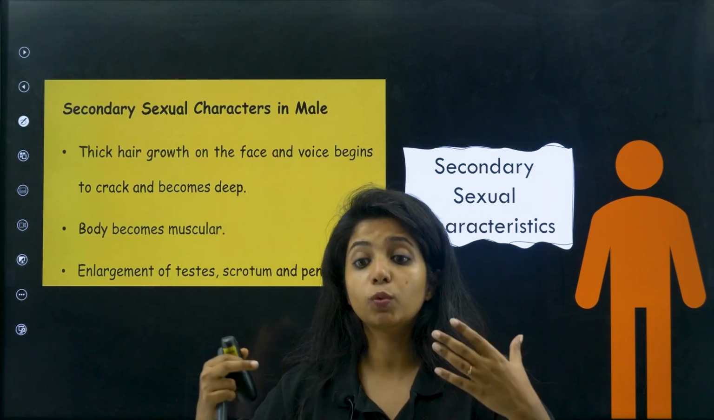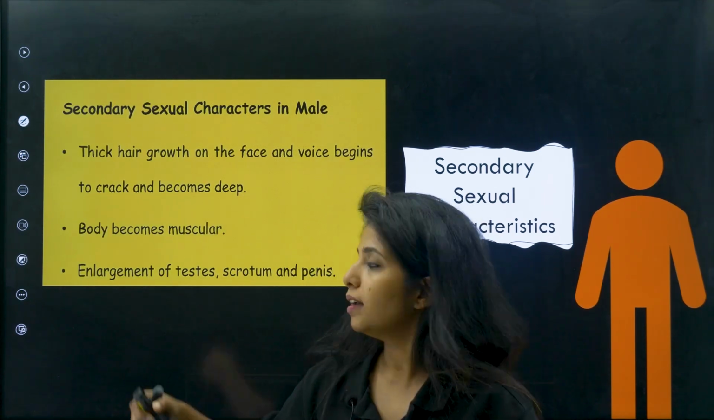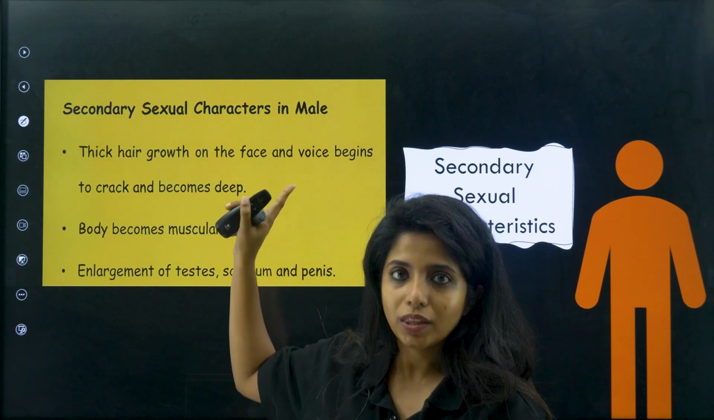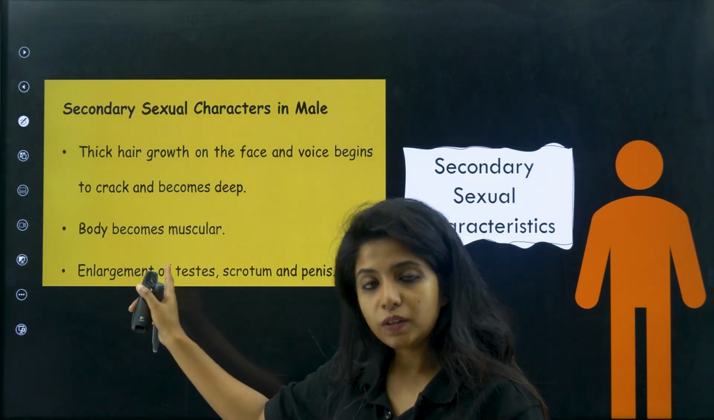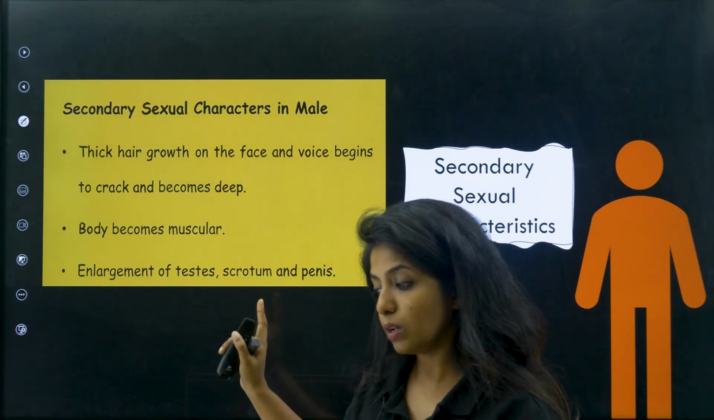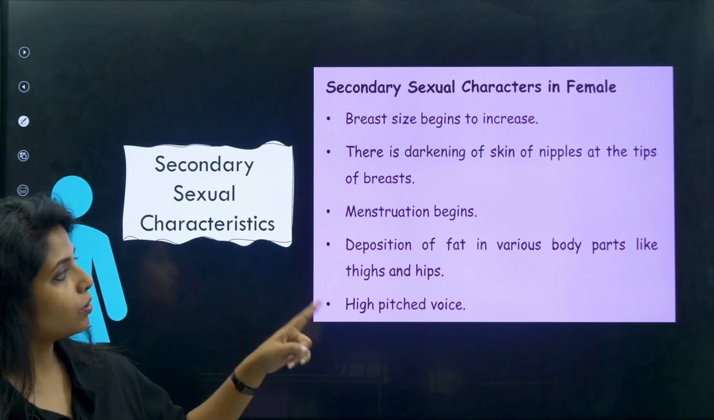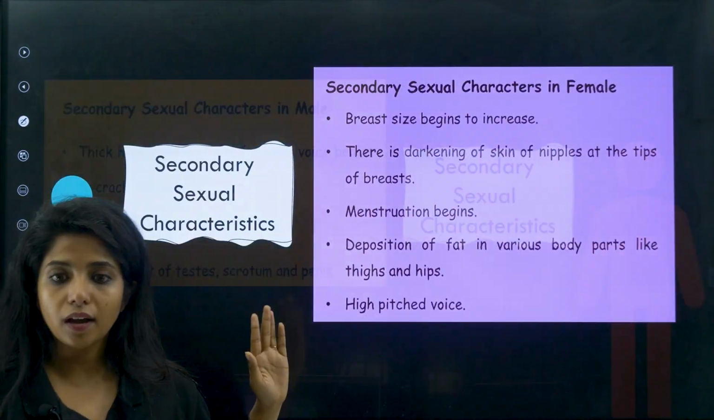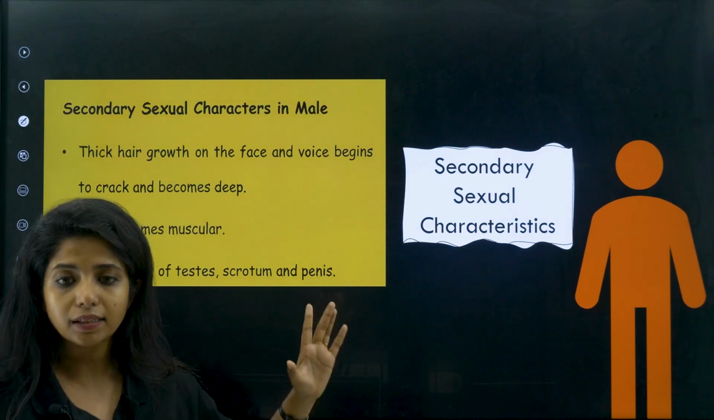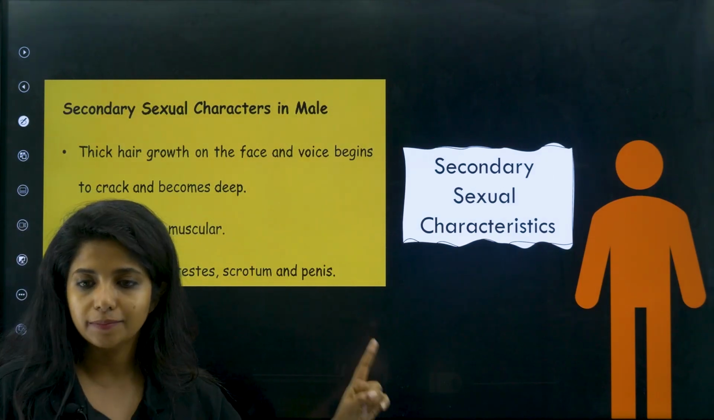So since it has started to work, there will be enlargement as well. Thick hair growth, the body becoming muscular, and enlargement of the testis are the secondary sexual characteristics for men. You have to remember all these things, it is important. They ask you what the secondary sexual characteristics are. Well, this begins when you hit puberty.